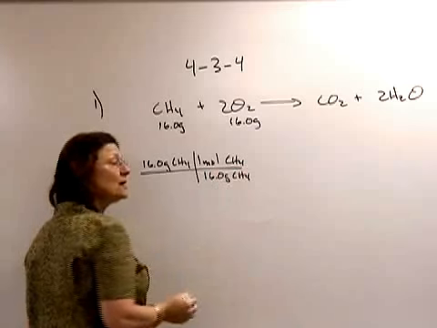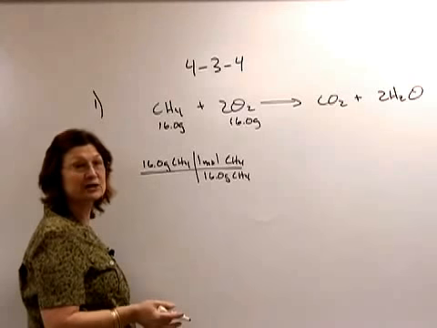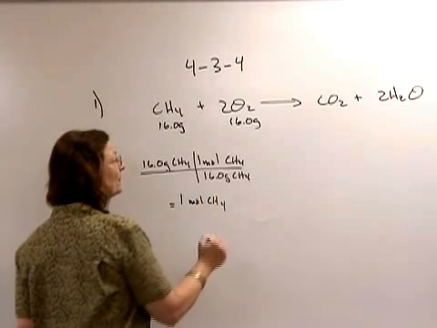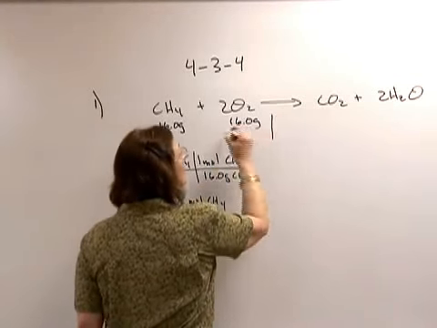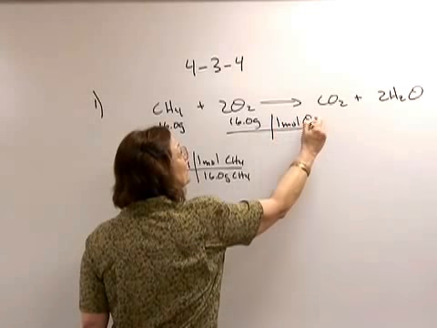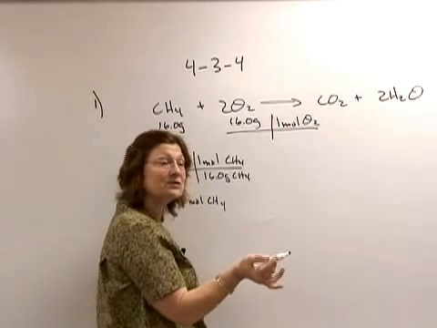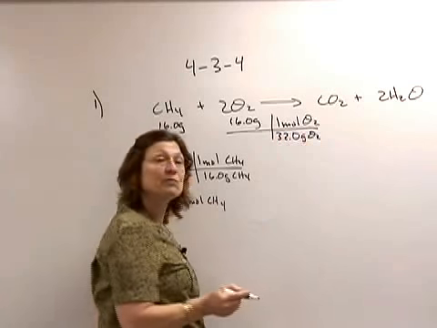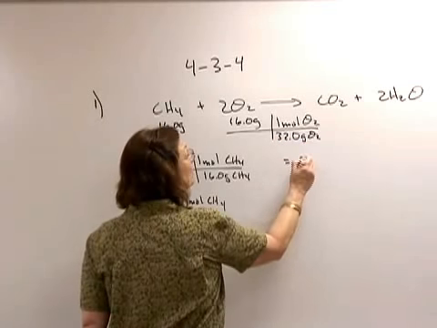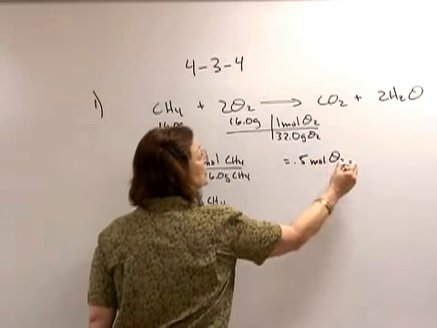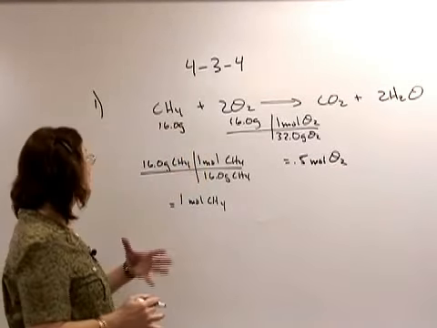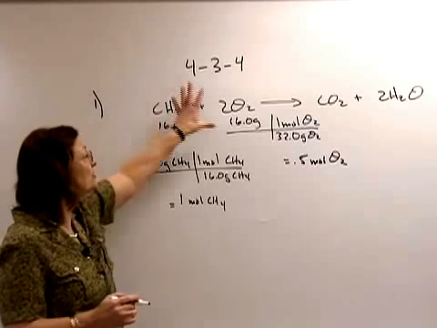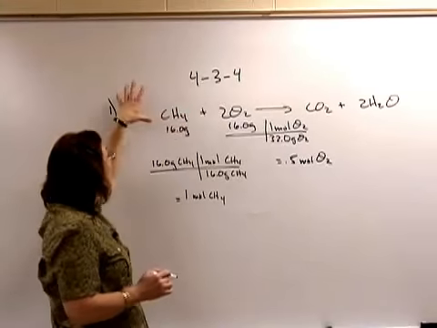Well, 16 grams of the methane I need to change to moles. And 1 mole of methane has a mass of 16.0 grams because carbon has a mass of 12 and each hydrogen is 1. When I solve this problem, I get 1 mole of the methane. Then I must change my 16 grams of oxygen to moles as well because I must have moles to make a comparison. I cannot compare grams. And there are 32 grams of oxygen for every 1 mole. And therefore, I have 0.5 moles of oxygen.